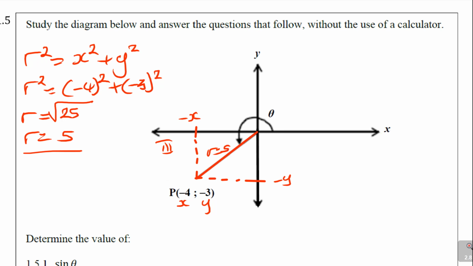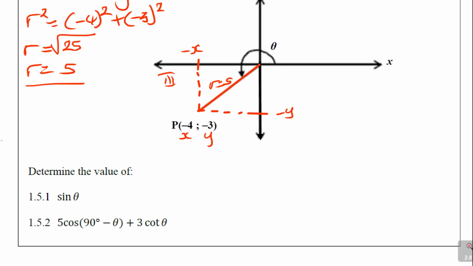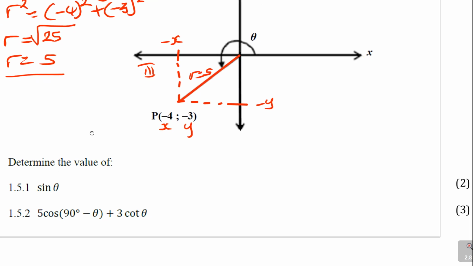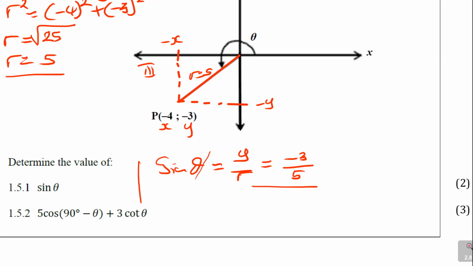So you've got r being equal to 5 there. It's very important because sin theta will link you to that. That's why they make it 2 marks, you see. So now what is sin theta here? First question, sin theta is equal to y over r. Remember, sin is opposite over hypotenuse, which is y over r. And what is your y? Negative 3. And what is your r? It is 5. You do that. Then what about the next one? The next one here, look at this one.